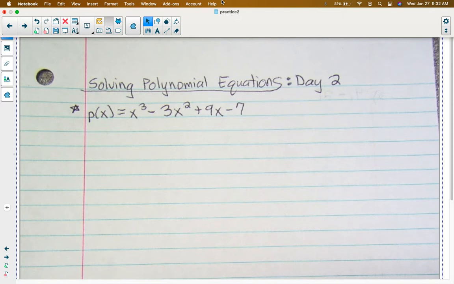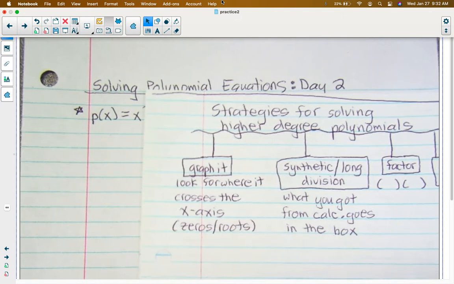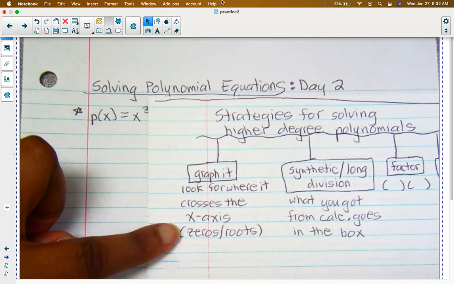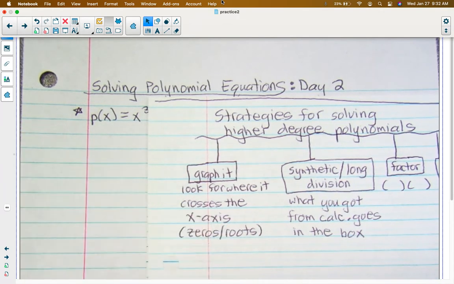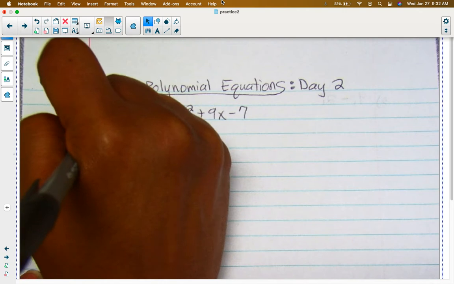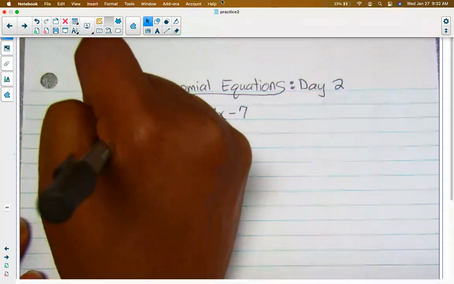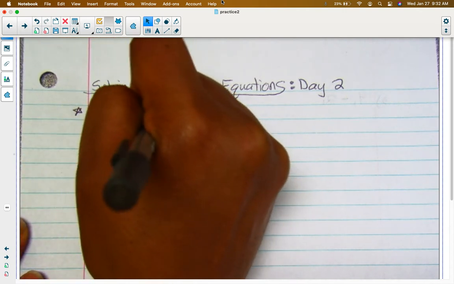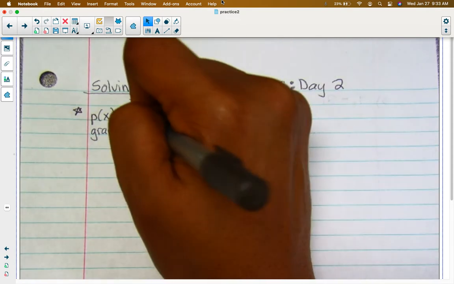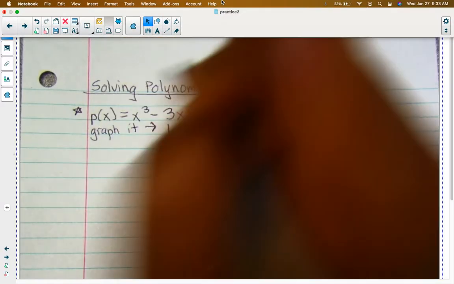So let's go through our steps from our tree map that we talked about yesterday. So step one says graph it. Look for where it crosses the x-axis, which are our zeros and our roots. So I've already typed this in Desmos, and I already graphed it, and I found that 1 is where it crosses the x-axis. So check there. So that's the first step in doing this problem.